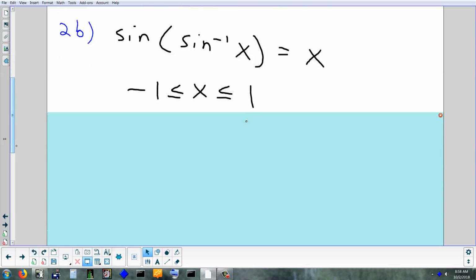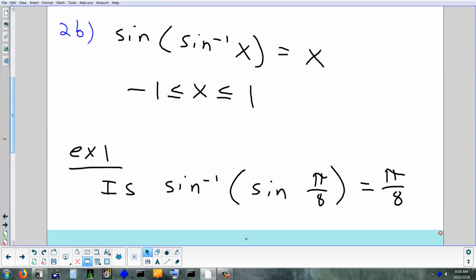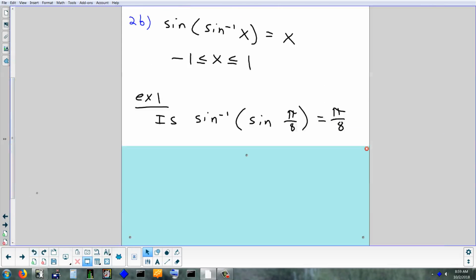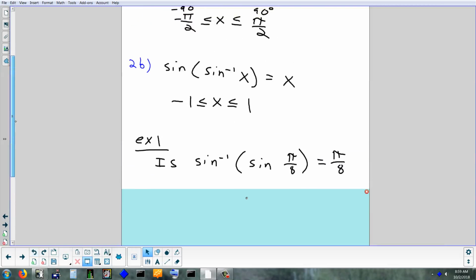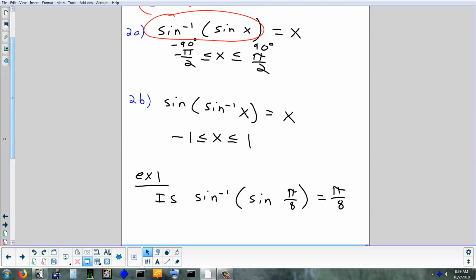Okay. All right, let's look at this one. So this is basically just figuring out if this is true or false. So it's like a yes or no. So it says, is the inverse sine of the sine of pi over 8 equal to pi over 8? Yes or no? So first thing I like to figure out is, does this one look more like formula 2a or formula 2b? Yeah, I agree. This is 2a because the inverse is on the outside. The regular one is on the inside. So this is what we're focusing on.